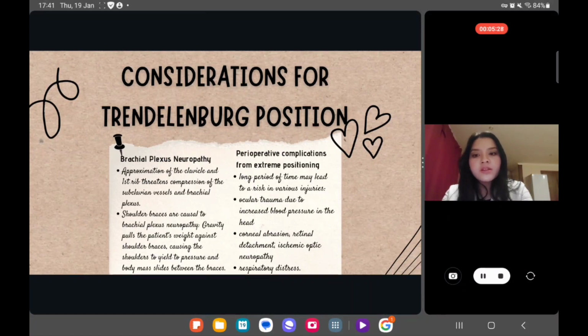Next criteria we also have to consider is the perioperative complications from extreme positioning. So a long period of time may lead to a risk of various injuries, including ocular trauma due to increased blood pressure in the head, as well as corneal abrasion, retinal detachment, and ischemic optic neuropathy, and it also involves respiratory distress.